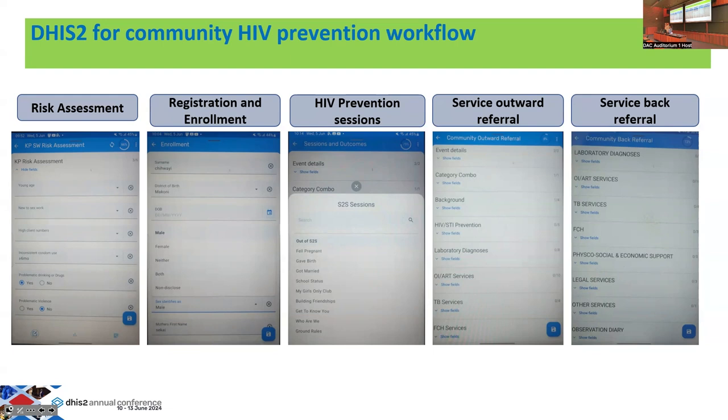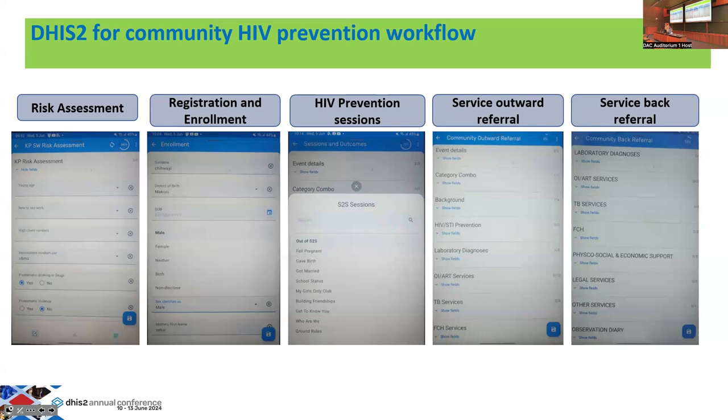They are also able to monitor who has managed to complete the full course, or attend the number of required sessions that you should attend for you to complete a course. We're also able to monitor how many people have dropped out or have stopped the implementation, and what are the reasons for their dropping out.